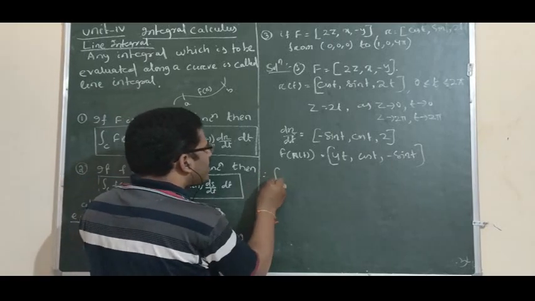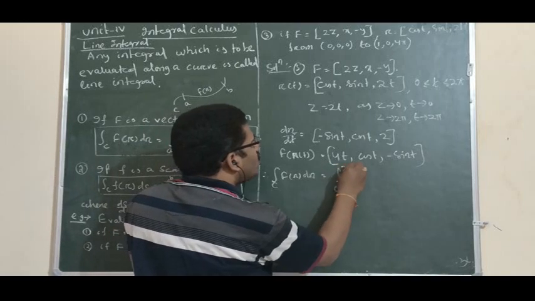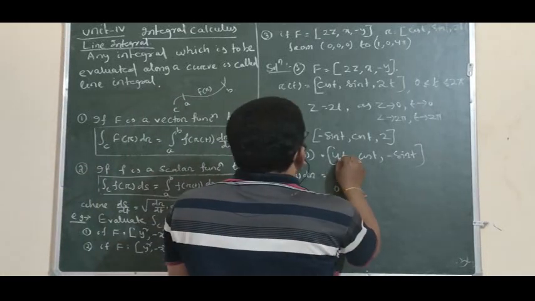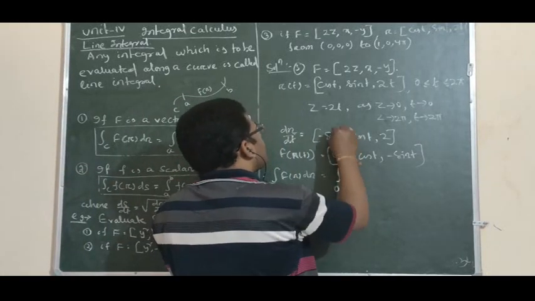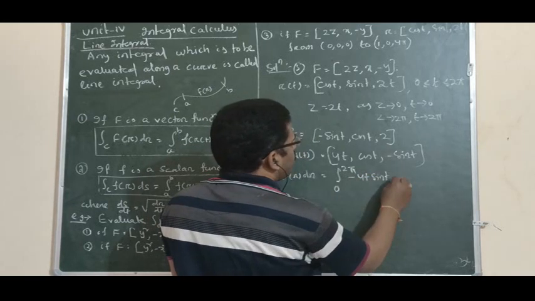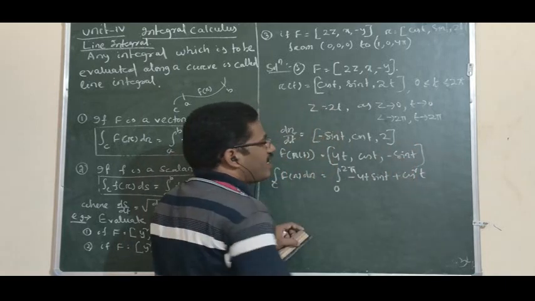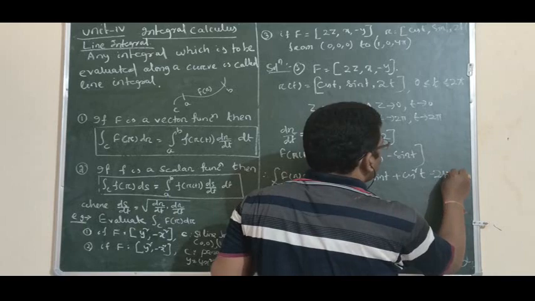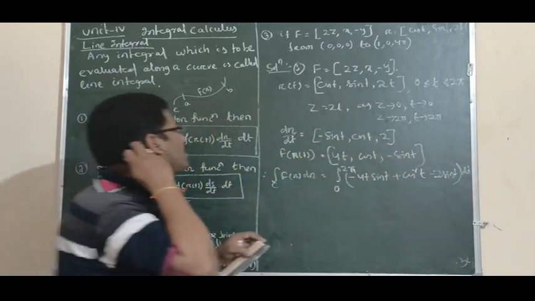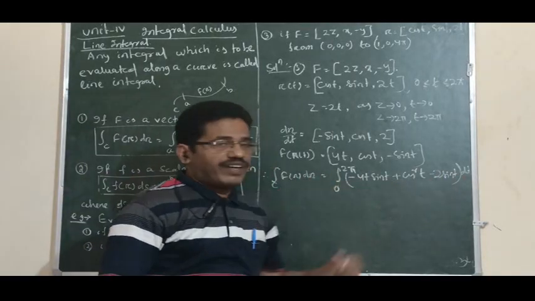Therefore integration over c of f of r dr is equal to integration 0 to 2 pi of f of r of t into dr by dt. That means this is multiplied with this, that is minus 4t sin t, plus this is multiplied with this, cos square t, this is minus 2 sin t, multiplied with dt. This is known as your f of r of t into dr by dt into dt.